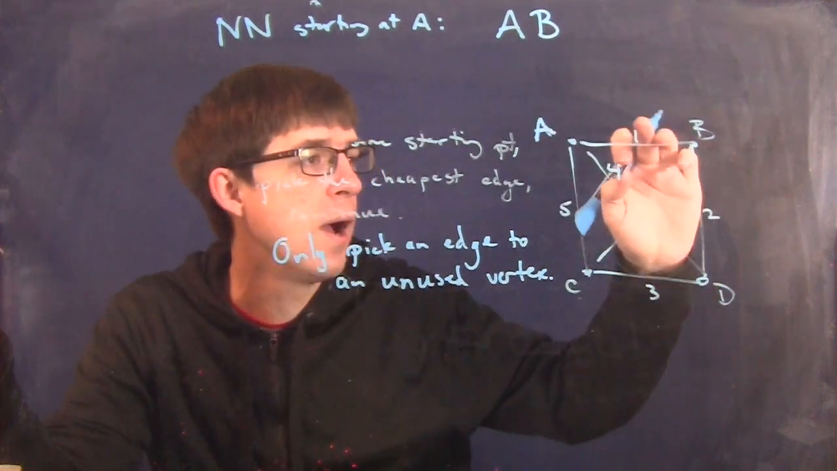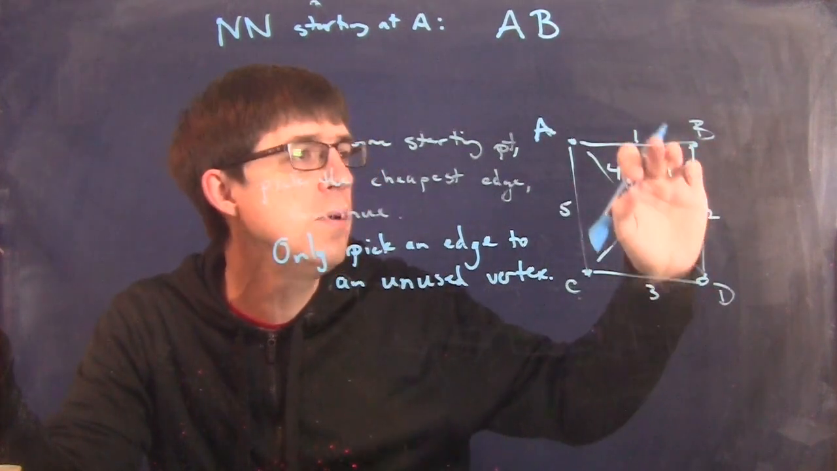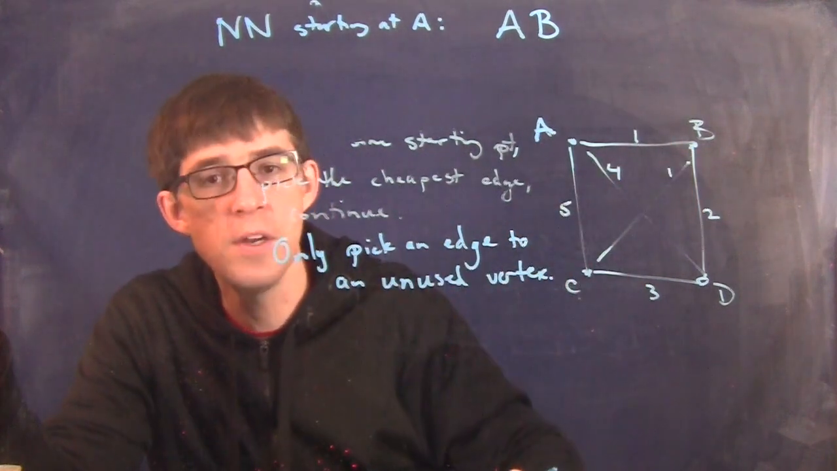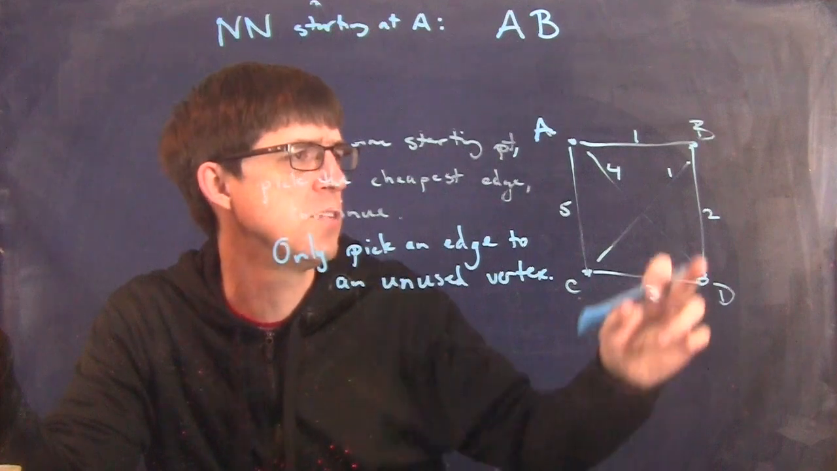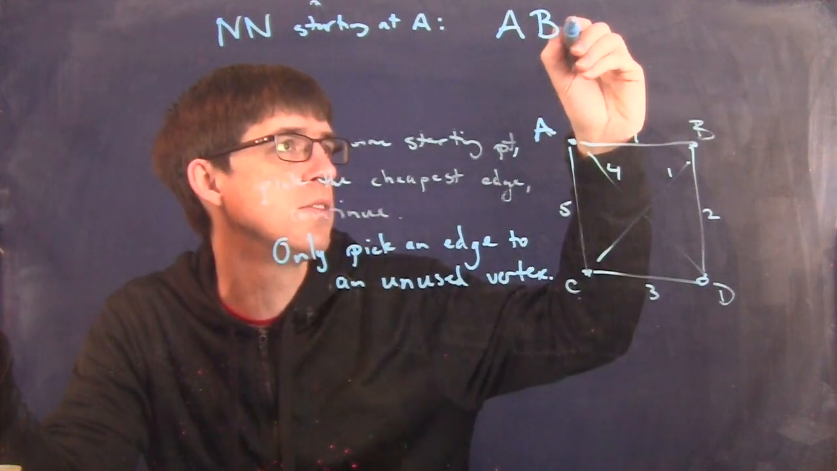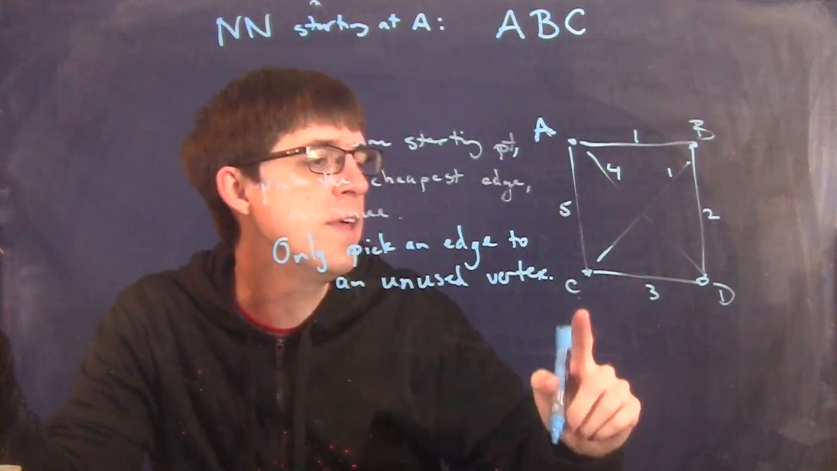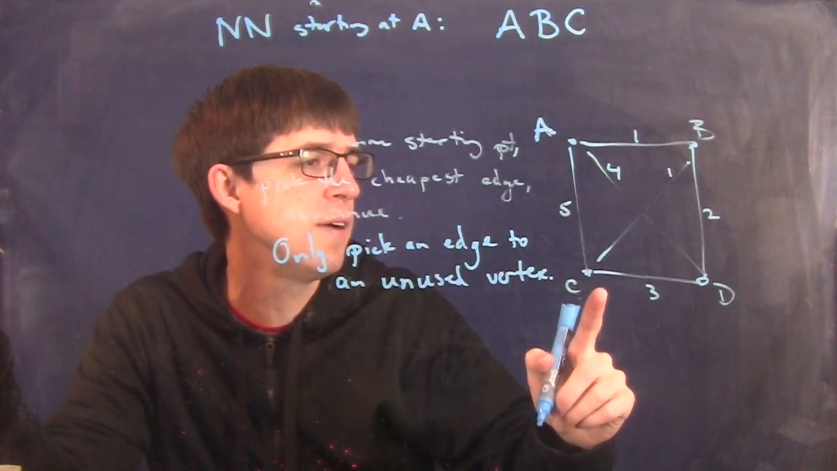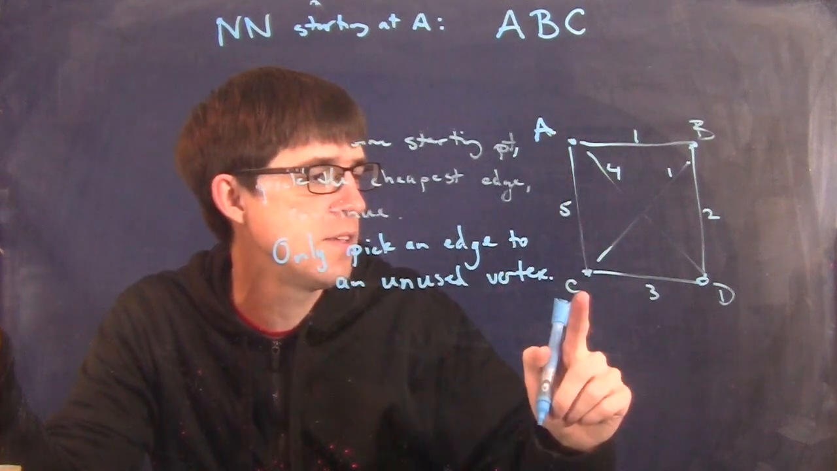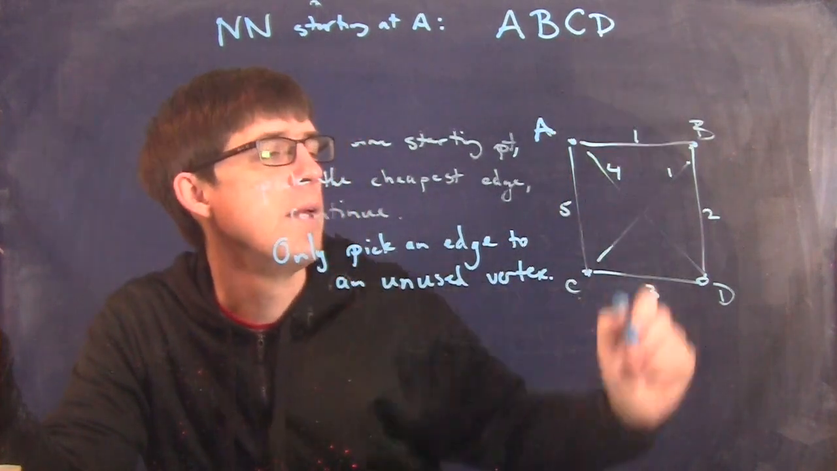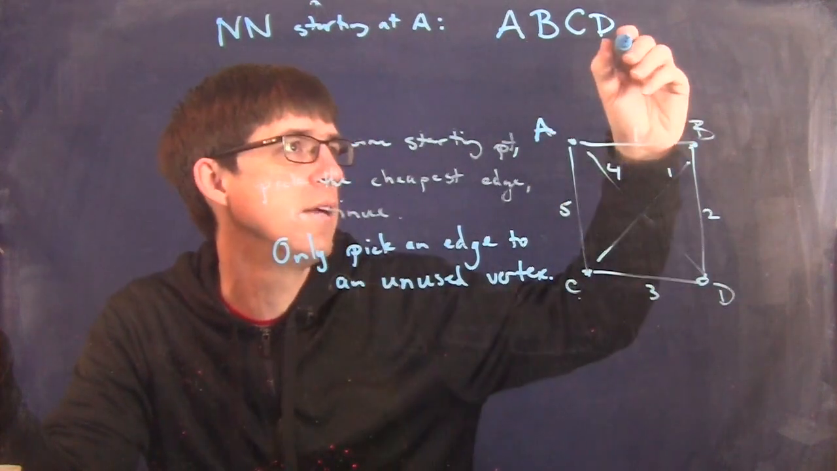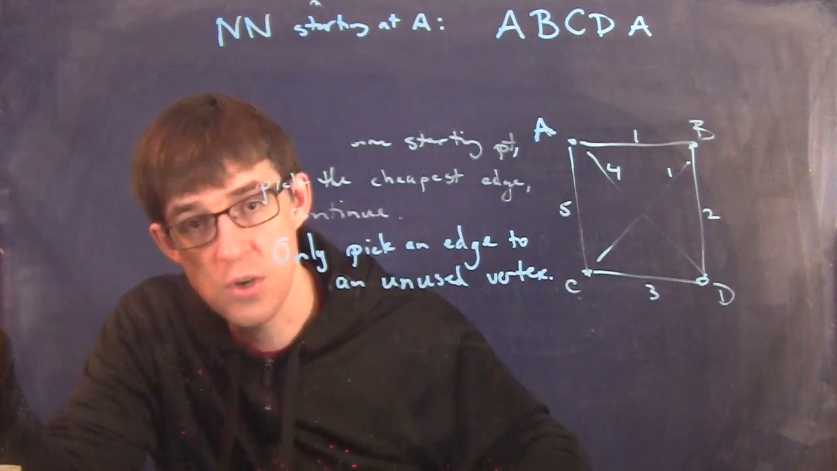And now from B, I have three choices here, the 1, the 1, the 2. I am not allowed to choose this one because it says only pick an edge to an unused vertex, but I started at A. So don't take the 1, take this one, B to C. So I'll go A, B, C. Then from C I have two choices, the 5 or the 3. Actually, I can't use the 5 because I've already used A, so I go to D. And actually, this is done now. I've visited all the vertices now, and so I put A just to finish off the circuit.